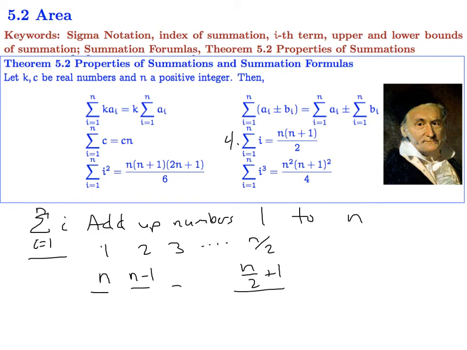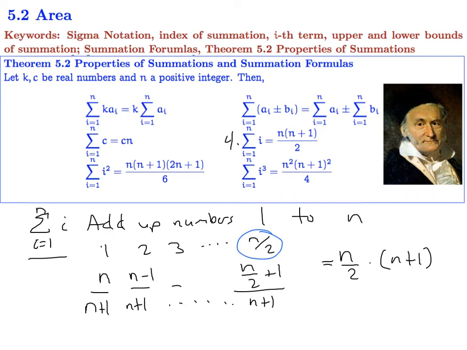And well, what do you end up with? You end up with n plus 1, n plus 1, all the way down. If you write this out, you end up with n plus 1. Well, you have n over 2 of them, so this means that this should really equal n over 2 times n plus 1, which is exactly formula 4 there. It's exactly our shortcut formula.